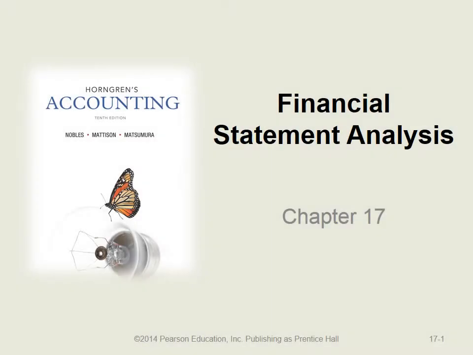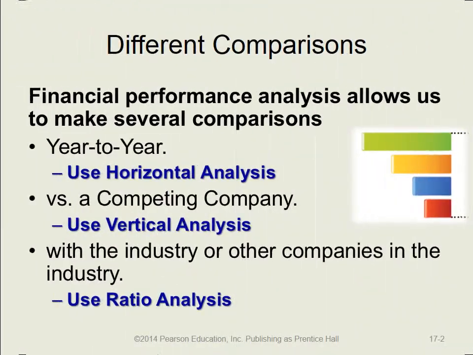This is the slideshow for Chapter 17, Financial Statement Analysis. Financial statement analysis is the application of ratios and metrics that allow us to make comparisons of information to better assess the financial health of the company. The financial statement analysis tools generally fall into one of three categories. You have horizontal analysis, vertical analysis, and ratio analysis.